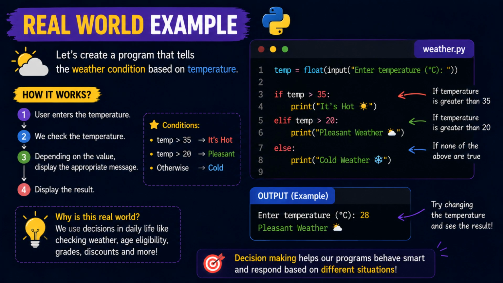Next, let's see another example. Suppose we want to check whether the temperature is greater than 35 degrees or greater than 20 degrees. If the temperature is greater than 35 degrees, we will display hot. If it's greater than 20 degrees, we display pleasant weather. Otherwise we display cold weather. Here we use if, elif and else together. Python checks each condition one by one until it finds the correct one.